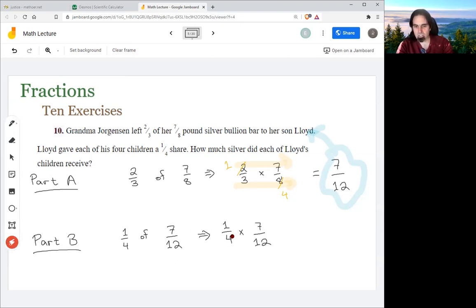Can I do any canceling with the 4 and the 12? No. No, they're both on the bottom. To cancel, I have to have 1 on top and 1 on bottom, because that's how I reduce. And canceling is just reducing early. Okay, so 1 times 7 is 7. 4 times 12 is 48. And that's of a pound.